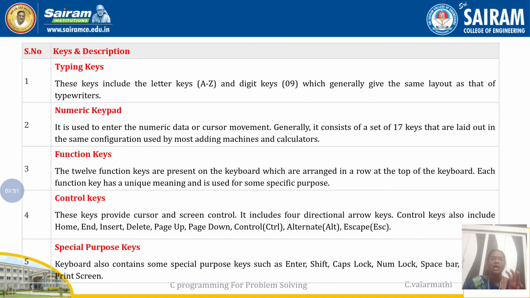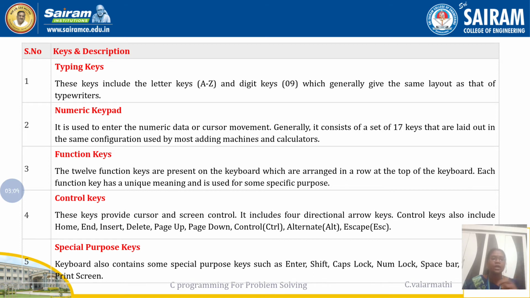And then function keys. If you take one common keyboard, you will have some function keys to take a print screen, F1 for help, F2 for escape, and then some for adjusting your screen brightness. Like that you will have some function keys.